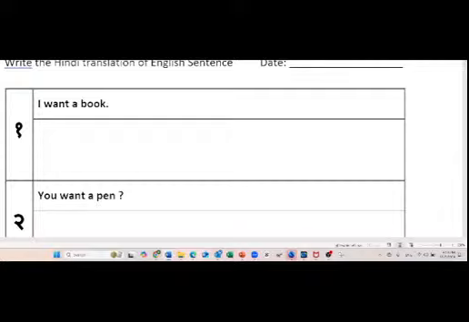Nandika will give me the sentence. I want a book in Hindi. मुझको किताब चाहिए. Okay. मुझको किताब चाहिए. Payal, is that right? Or can we improve on that sentence?